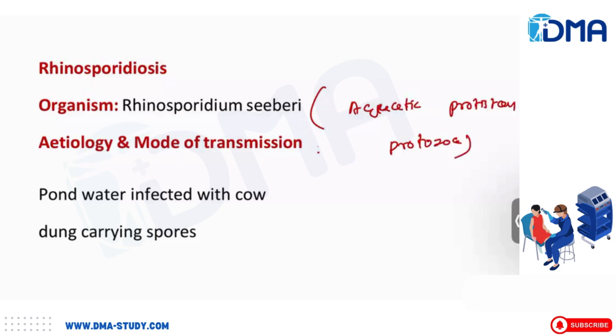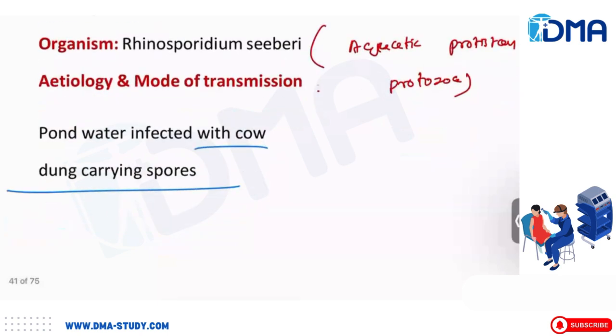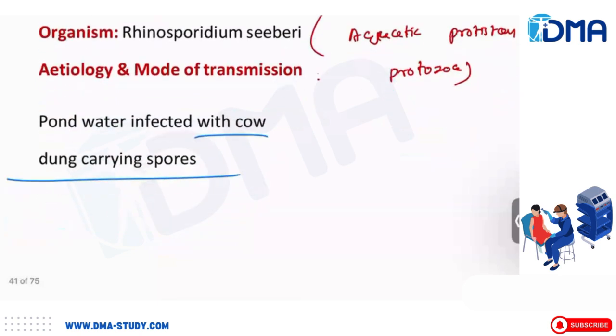So the etiology and mode of transmission is, the spores of this particular parasite are present in cow dung. When the cows come to the pond water, the cow dung will be laid over there. The cow dung, which is carrying the spores, can enter into the nasal cavity of the swimmers. The swimmers can be a young kid or adult, whoever bathes in that dirty pond water can get this disease. So a protozoa transmitted by cow dung is called Rhinosporidium seeberi infestation, causing rhinosporidiosis. It is an aquatic protista protozoa.